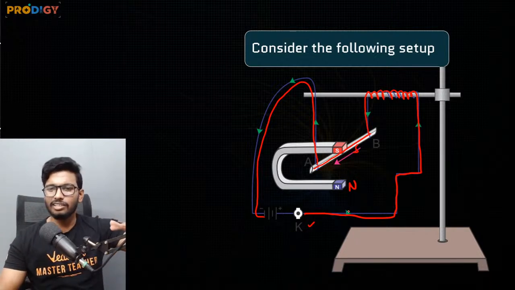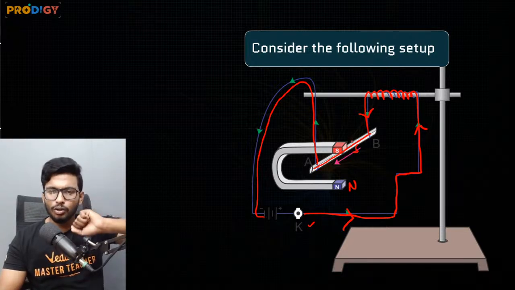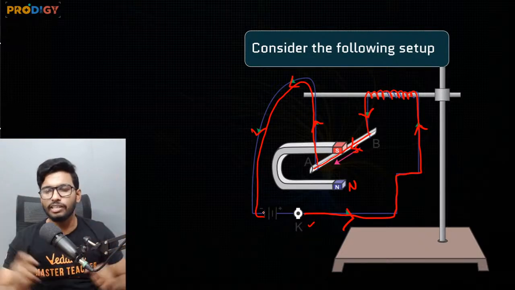So you can clearly see that the direction of current is this way. Current is flowing from the positive terminal to the negative terminal. So through the conductor also the current is flowing and then back into the cell. Simple. Yes, this is a very simple setup.